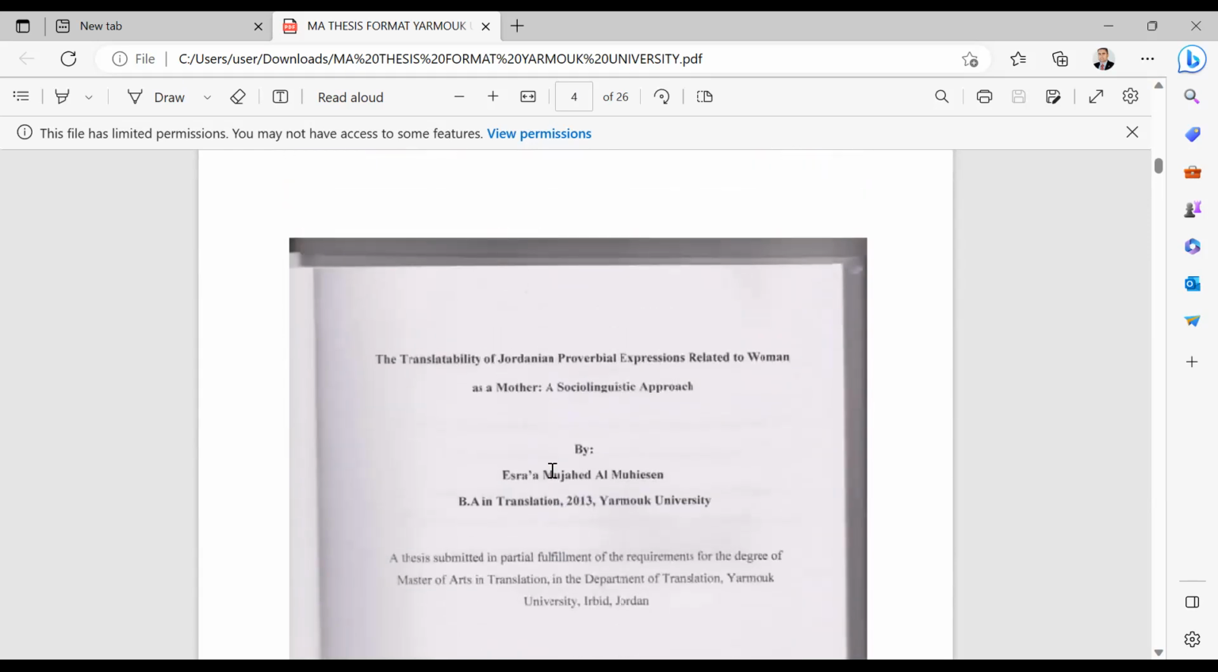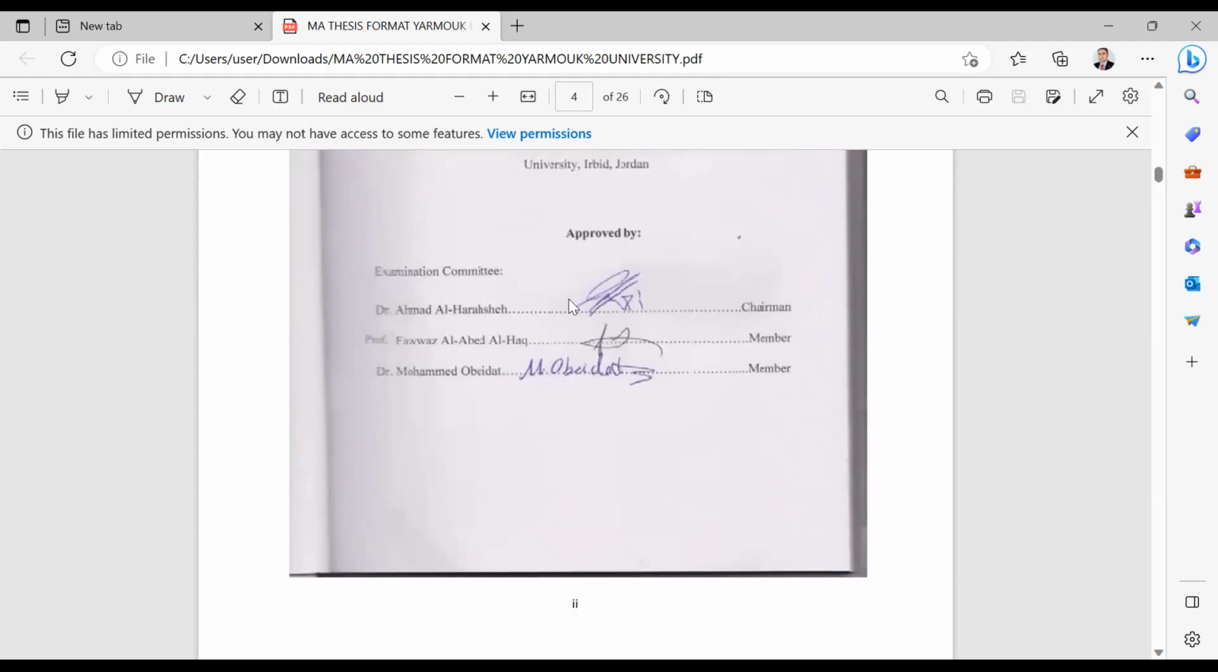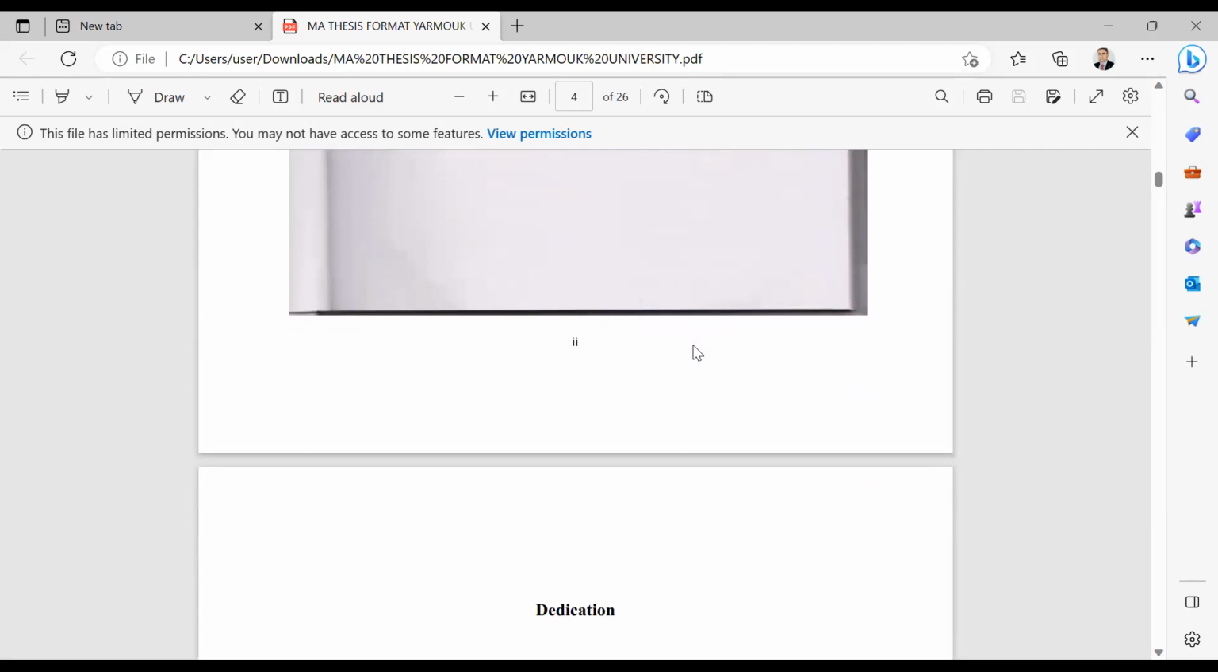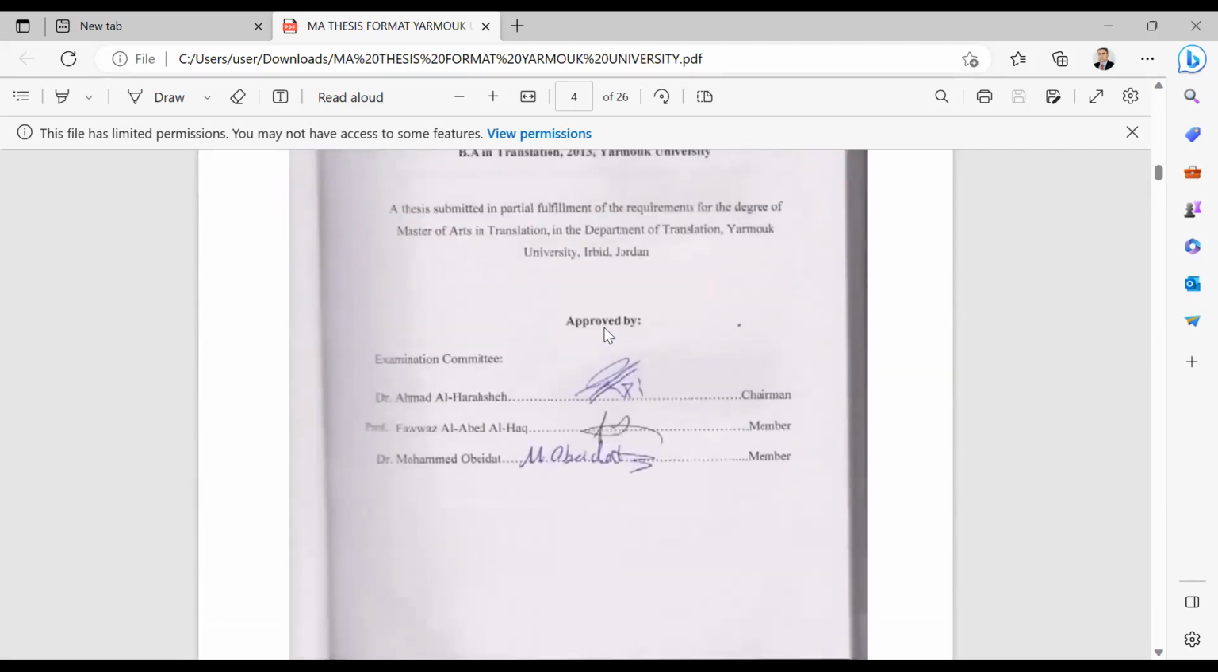After this page, this page has to be signed by all the members of the examining committee, and you should have live signatures. Why? Because by the time you go to the Dean of Scientific Research, they will not accept a copy from you, especially for this one. They will ask you for live signatures, okay? So be careful. You have to prepare at least 10 copies of this one, 10 copies.